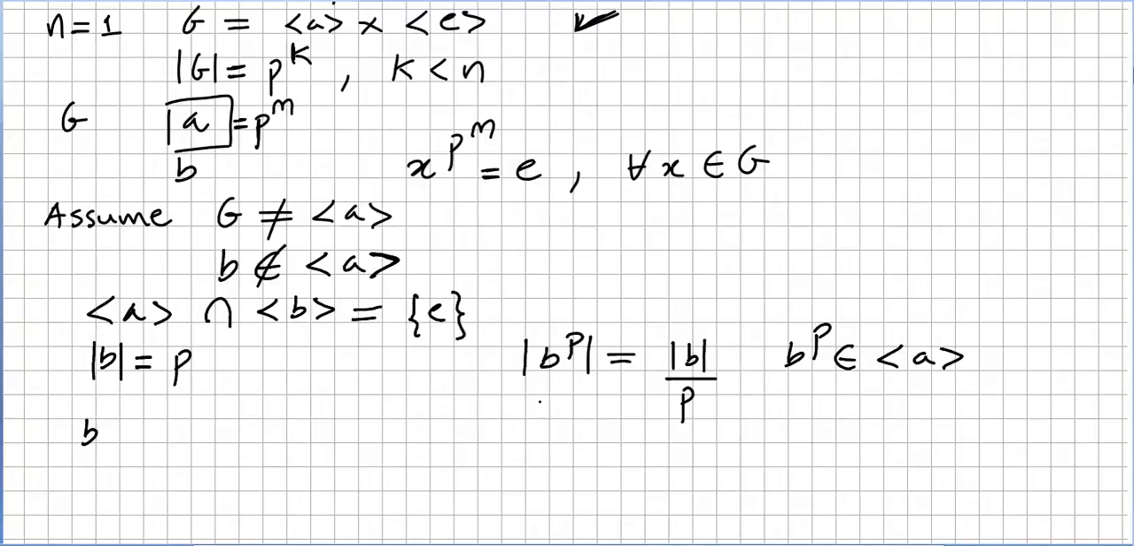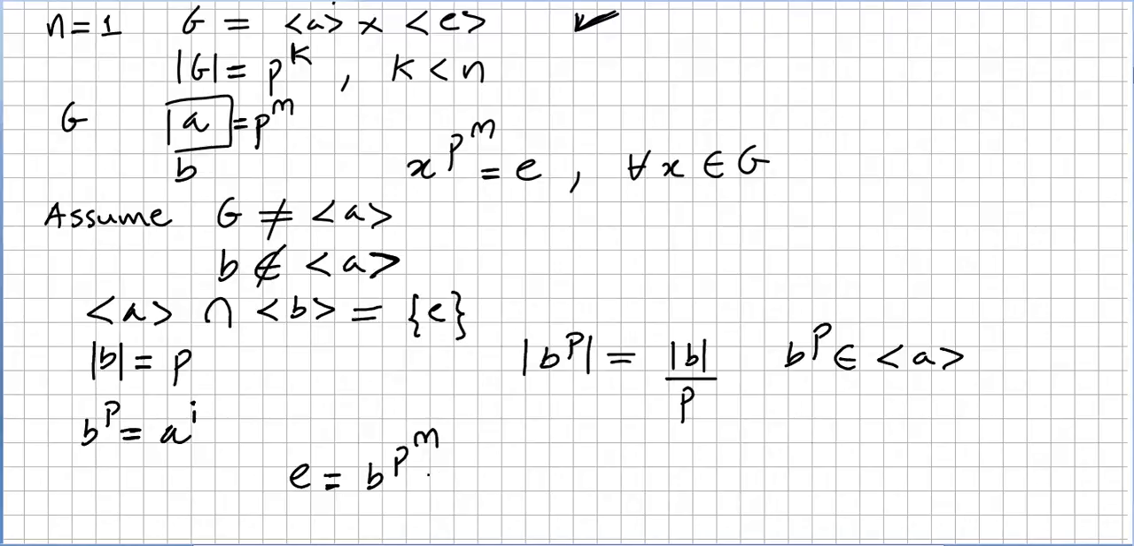Okay, now let us say that B to the power of P is equal. Now we have to give some order to A. Since it belongs to A, let us say A^I. Okay, let us notice something first. The identity is going to be equal to B to the power of P to the power of M, right? As we choose up here, right?